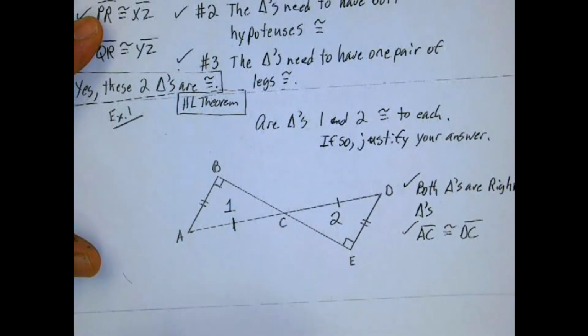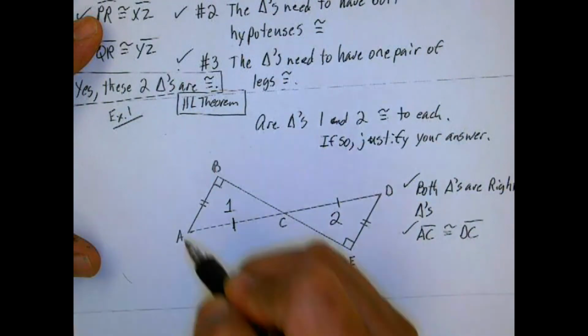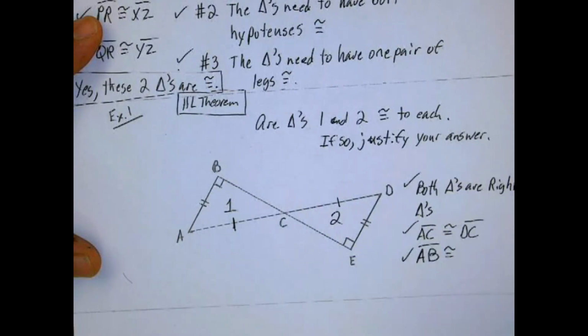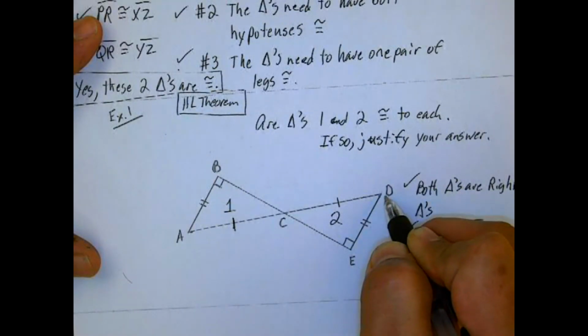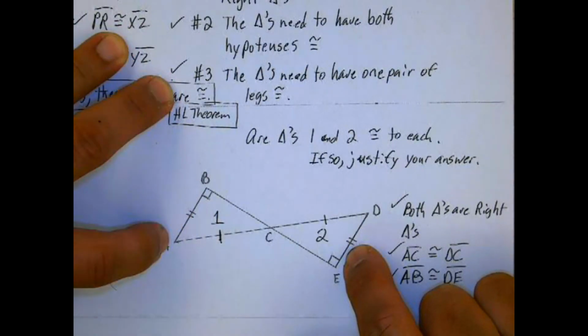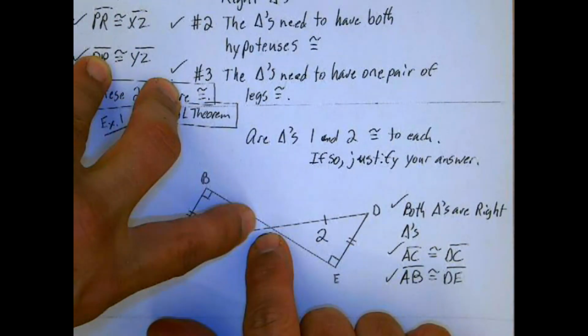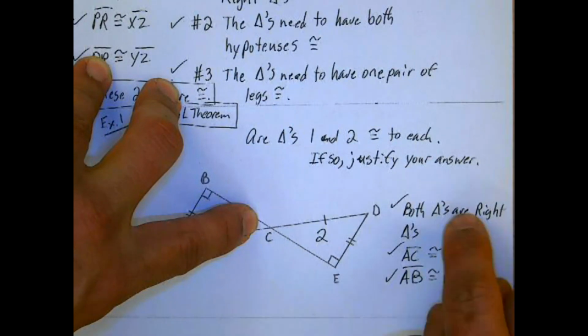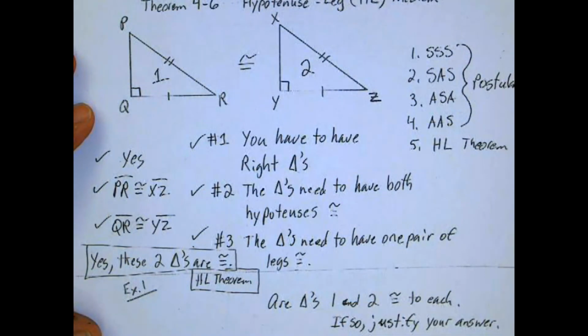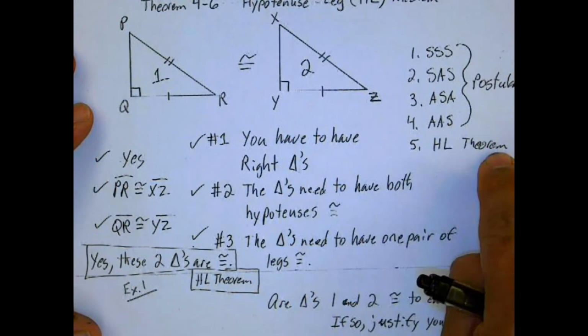The last thing to call this HL theorem and both triangles to be congruent to each other, we need to have one of the legs congruent to the corresponding leg of the other triangle. So let's look at AB. So AB is congruent to DE. Are these legs corresponding to each other? Yes. Is the hypotenuse congruent from one triangle to the other one? Yes. So all three pieces of information that you need to call these two triangles congruent to each other by using the HL theorem are there.